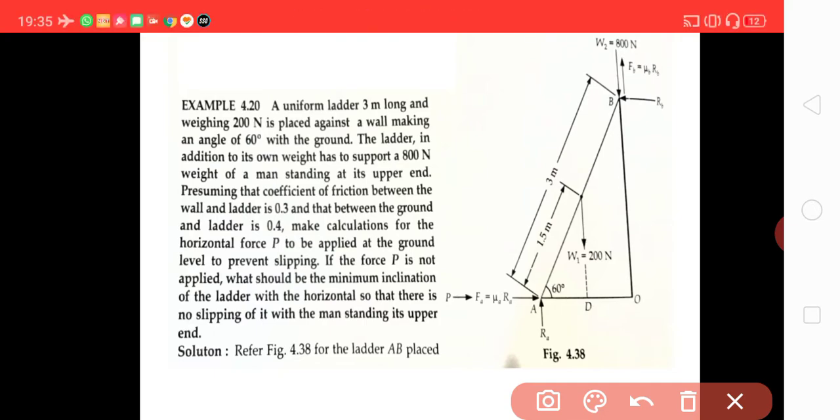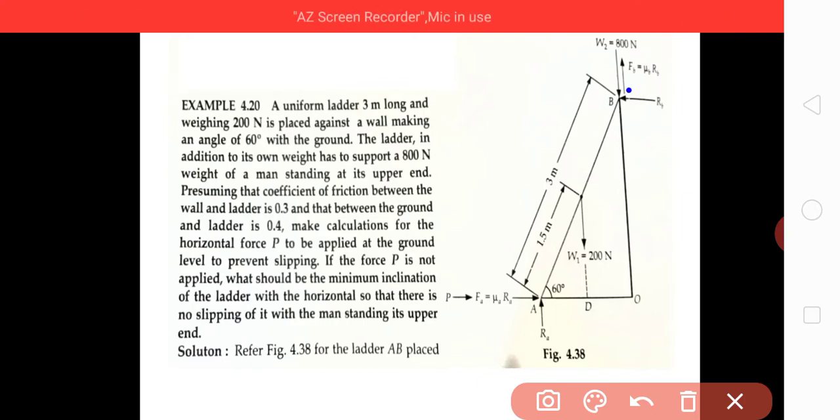If the force P is not to be applied, what should be the minimum inclination of the ladder with the horizontal so that there is no slipping of it with the man standing at its upper end? Now consider this problem. Very typical, very beautiful problem. If you are clear of this problem, then all the fundamentals of ladder problems will be okay now.